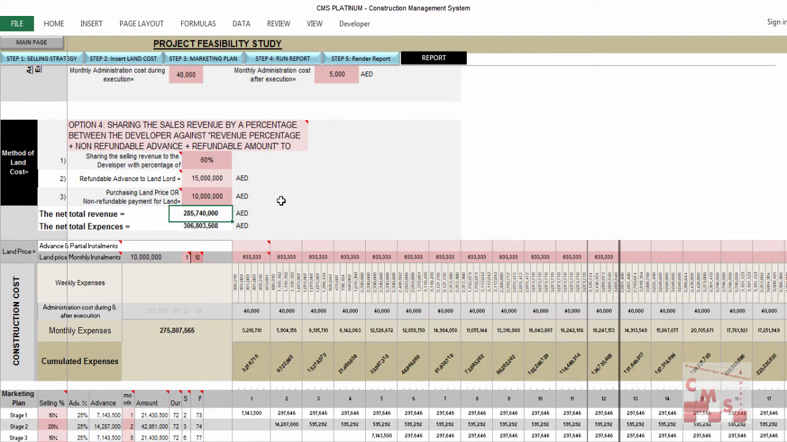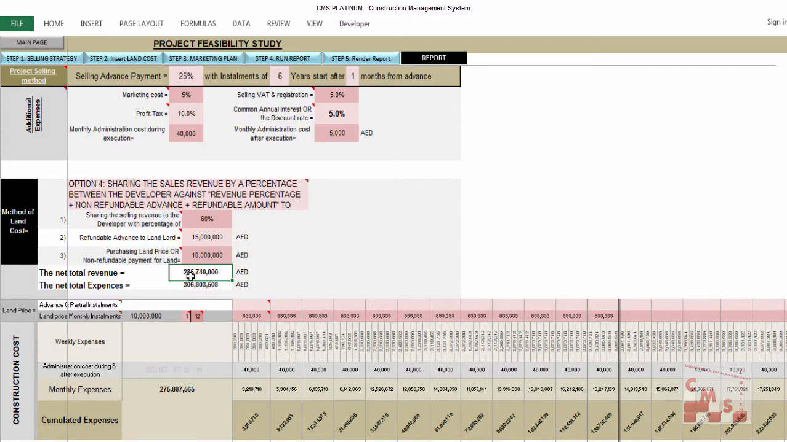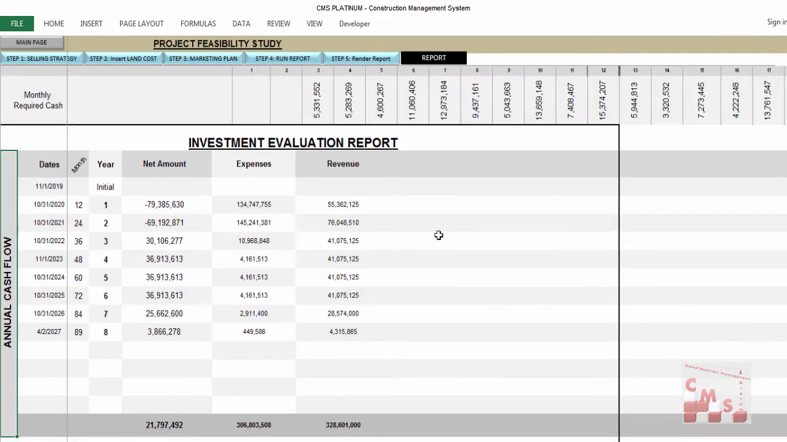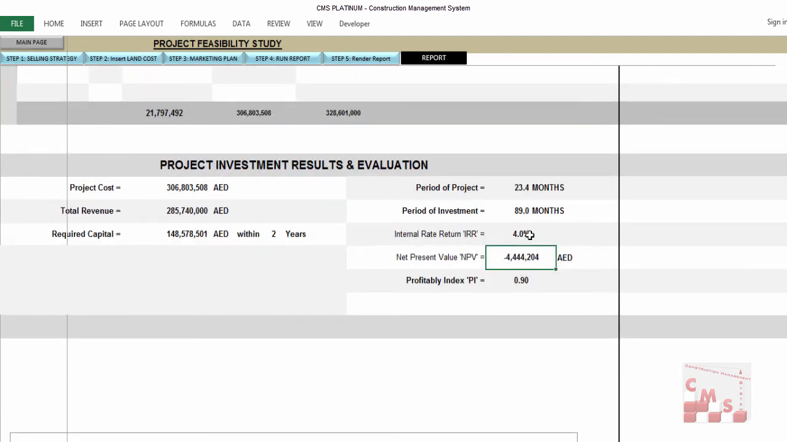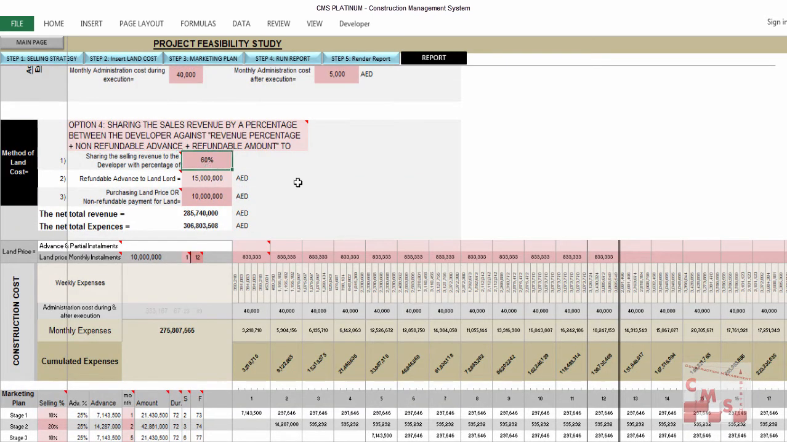as non-refundable. In this case, the net total revenue for your side is 285 and your expense will be 306. If you check the report, you will find the net present value negative, and the IRR is below the discount rate. It must be at least above the discount rate, and the profitability index must be above 1. So in this case you will lose if you proceed with your project with this condition. You have to change the deal with the landlord and increase your percentage of profit.